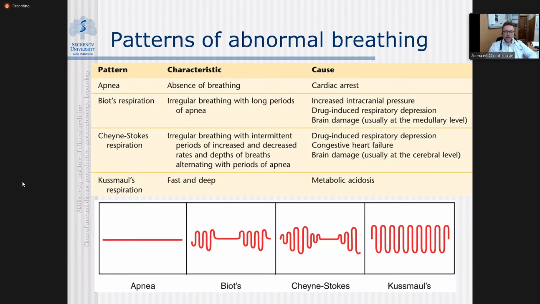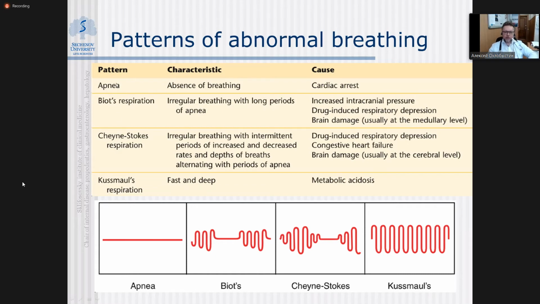You need to describe any sounds that you'll hear during the patient's breathing at a distance, so presence or absence of wheezing. For instance, if the patient wheezes with exhalation, it means that the patient has an obstruction. It means that the bronchi become more narrow during exhalation. And the last point, which will be important mostly for patients in the ICU, will be the abnormal patterns of breathing, abnormal rhythms of breathing.